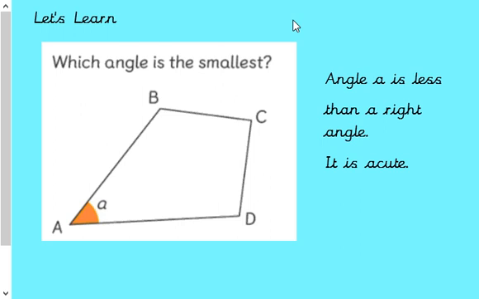Okay, let's learn. So in this shape here, the question's saying which angle is the smallest? So this is our shape from the in focus task. Well, the first thing we can do, we can look at the angles here, and we can clearly see that this angle here, angle A, it is the smallest angle. And we would say that it is an acute angle because it is less than 90 degrees.